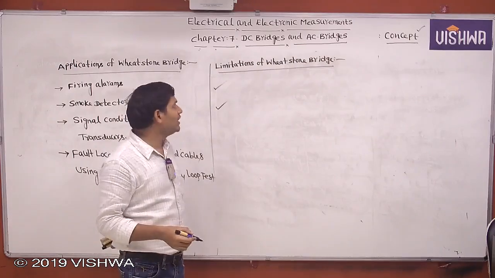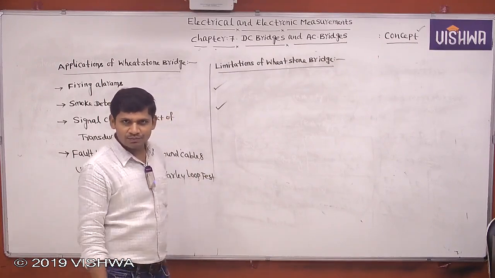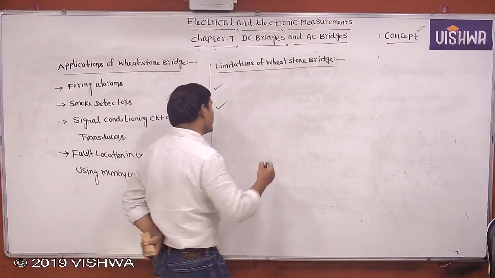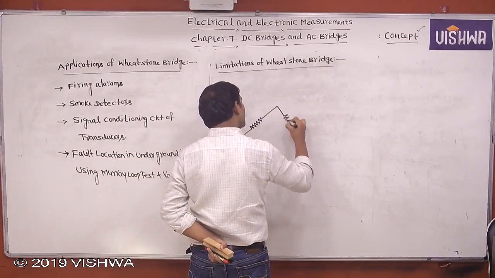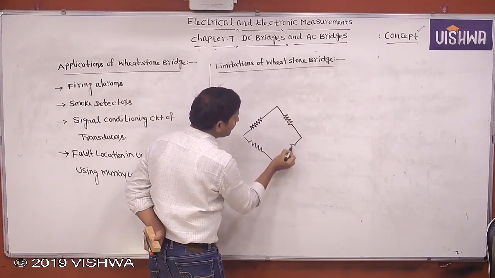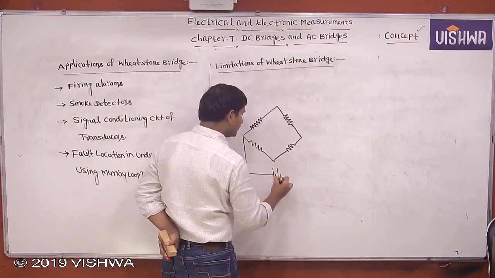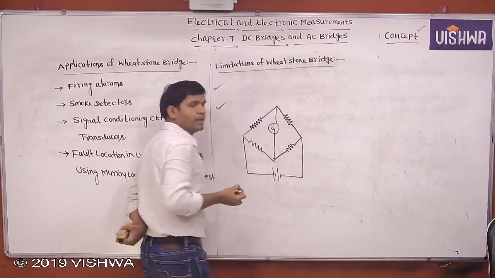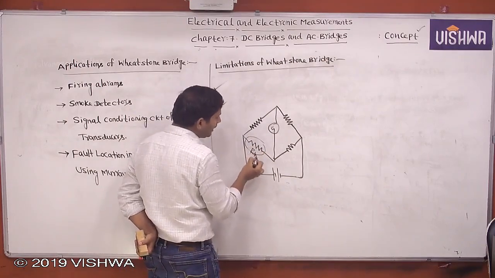The other limitation is that the Wheatstone bridge is not used for measurement of high resistance also. Why is the Wheatstone bridge not used for measurement of high resistance? For example, let us consider this is one Wheatstone bridge. Now here we are connecting a very high resistance.